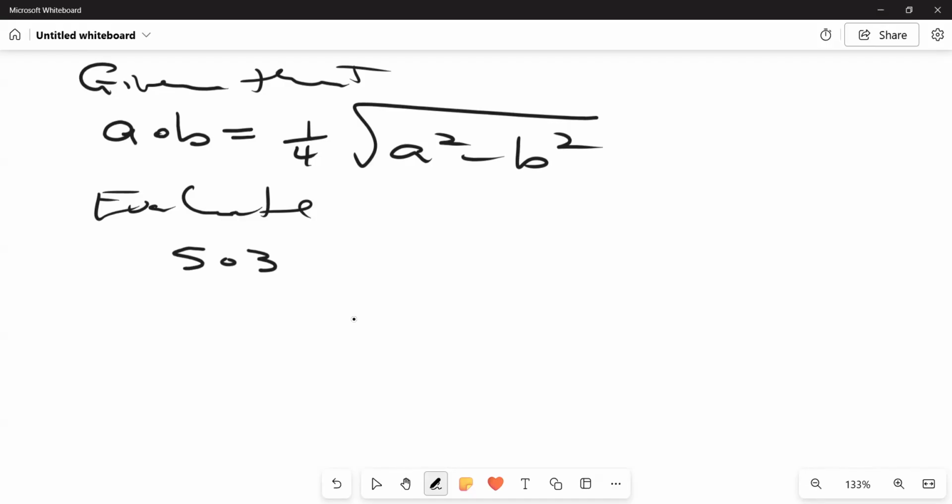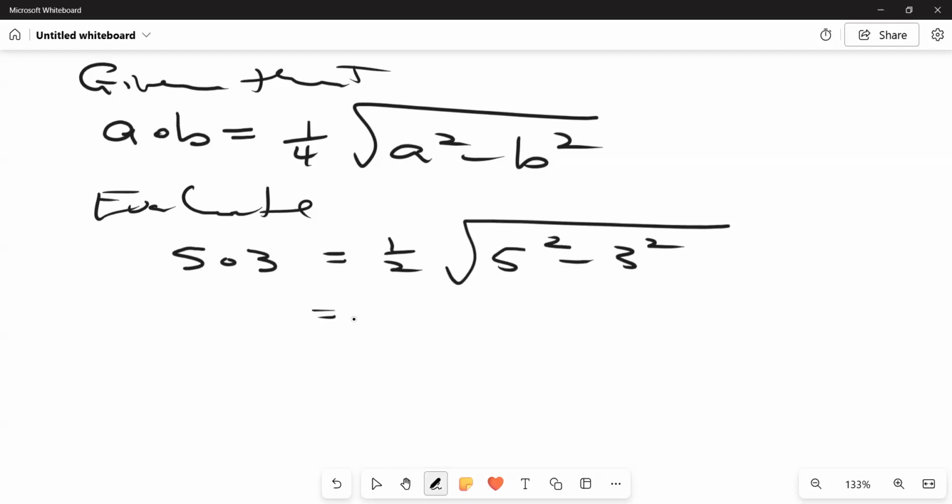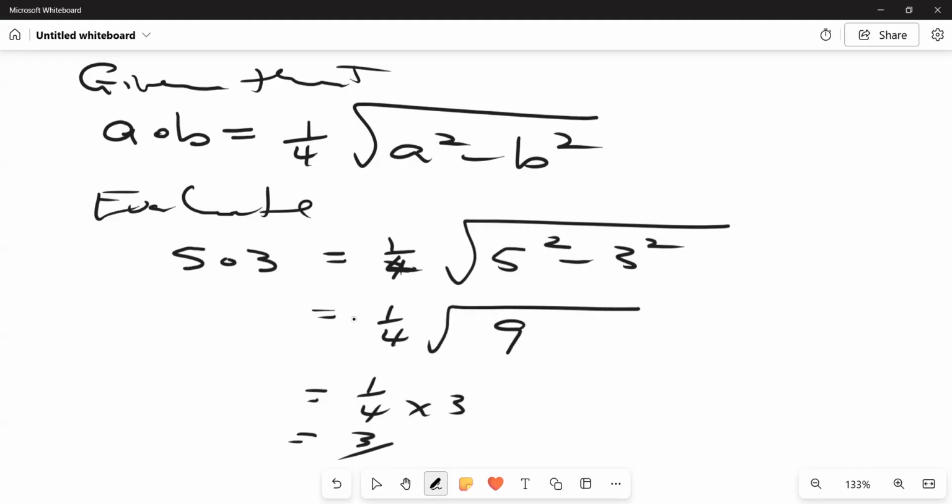That will be equal to a quarter of the square root of 5 squared minus 3 squared, which will give you what? 25 minus 9. Sorry, I'm dropping to sleep here. The square root of 9, I think, which is a quarter times 3, which is 3/4. Right?